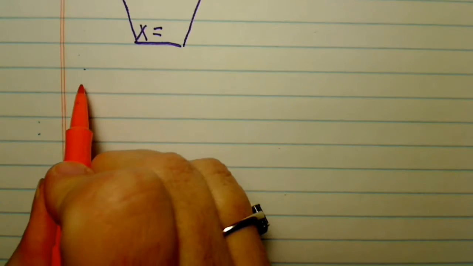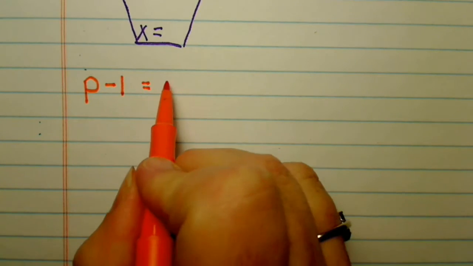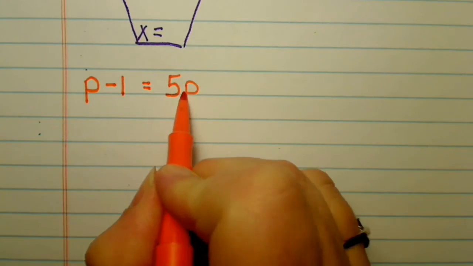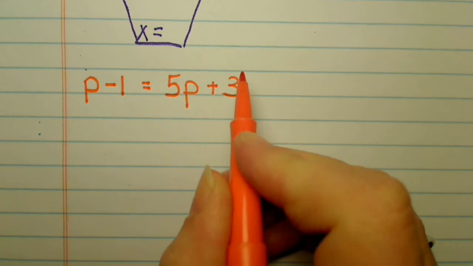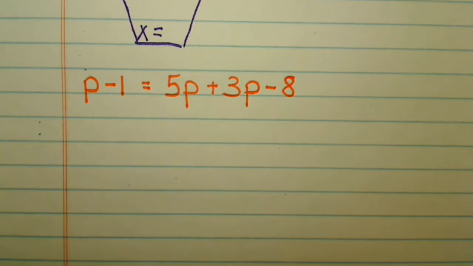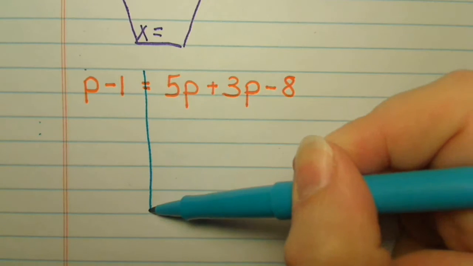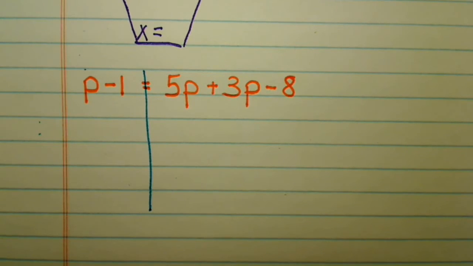Okay, so let's do p minus 1 is equal to 5p plus 3p minus 8. All right, I do this thing called draw a river. I look at the equal sign and I draw a straight line going down. That's because I want to keep that equal sign right down this river.